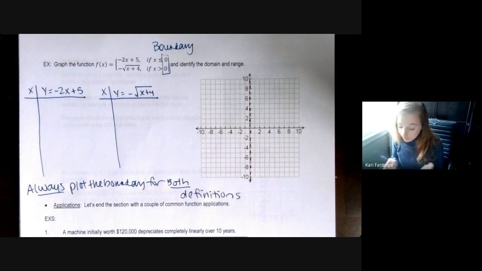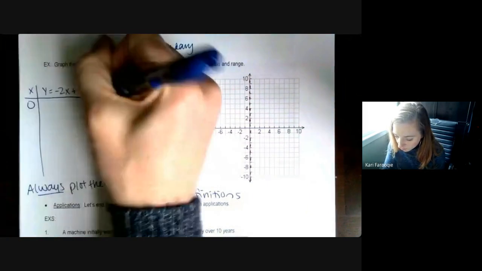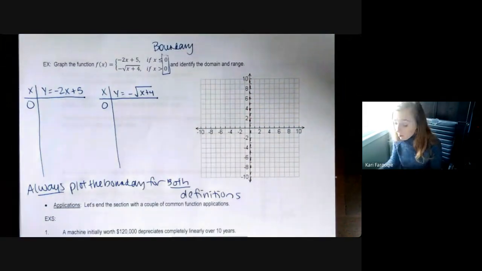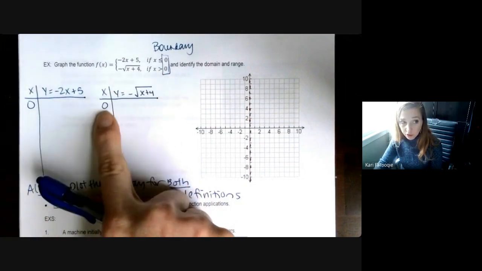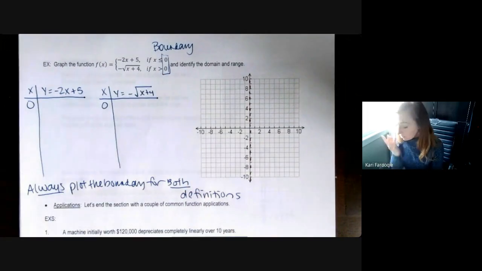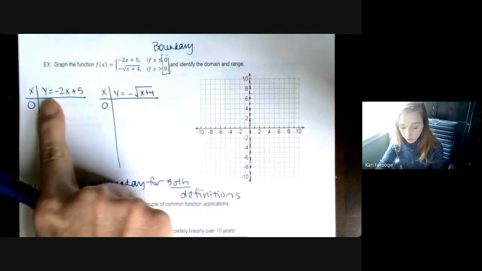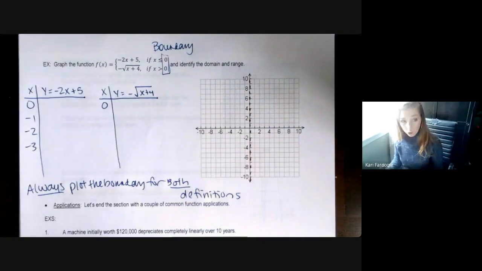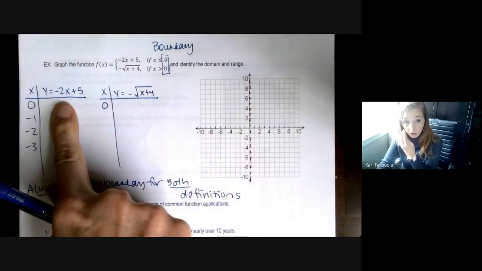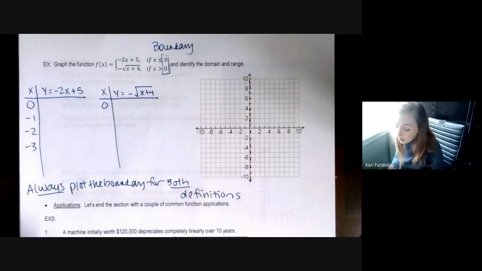Okay. I'm going to start out by choosing x equals 0. I'm going to choose x equals 0 for both. And remember, I know it doesn't apply here to the second definition because we're only looking at greater values, but I'm going to show you what to do with that in a minute. Now I'm going to choose values of x that are less than 0. So maybe -1, -2, -3. I don't have to get too crazy with this because this is a linear function, so I already know the behavior, and it's just a line. So I don't really need a lot of points to graph a line. But let's go ahead and do that.